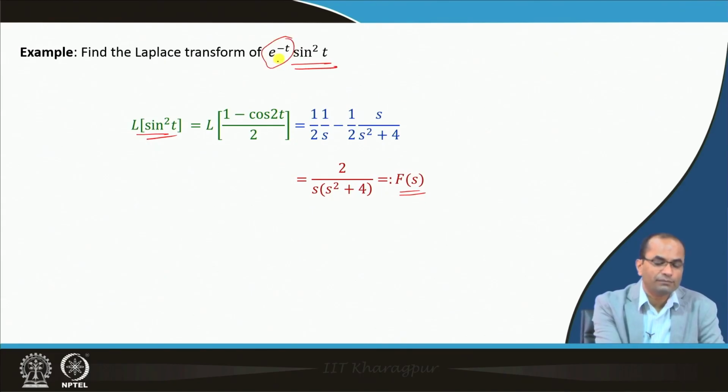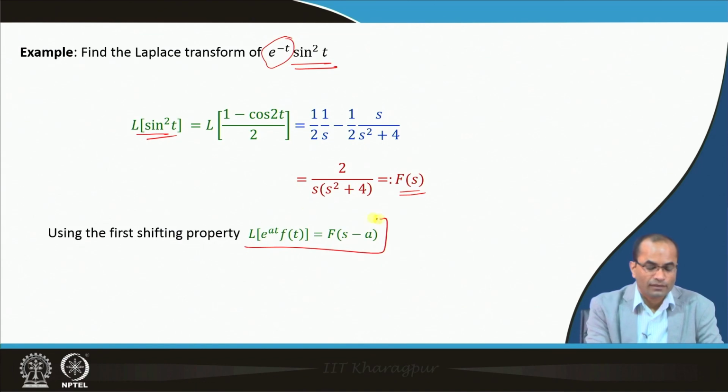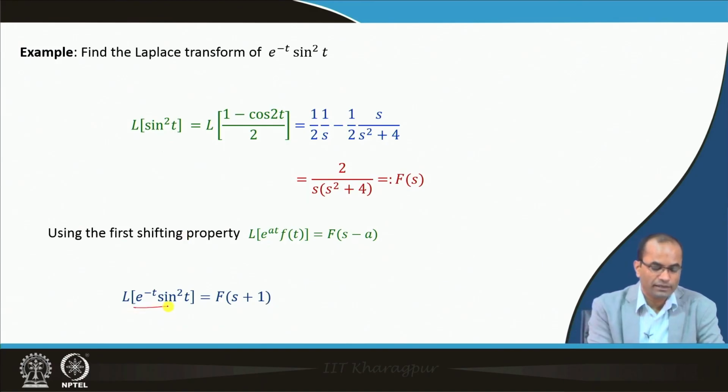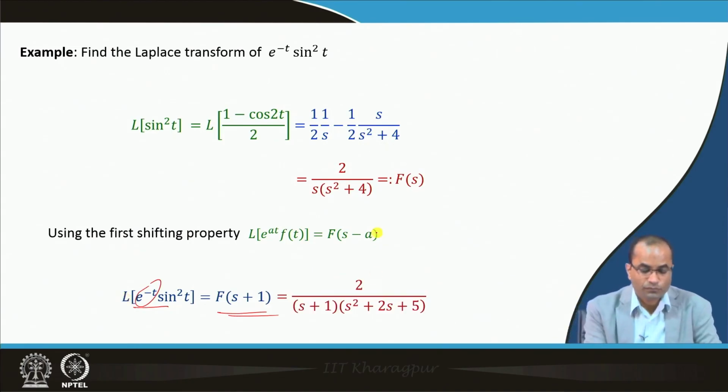To get the Laplace of e power minus t sin square t, we will apply this shifting property, which is called the first shifting property. Using this property, we have F s plus 1. The s will be replaced by s plus 1 because of this e power minus t. So, here now we have 2 over s square plus 2 s plus 5, with s replaced by s plus 1.